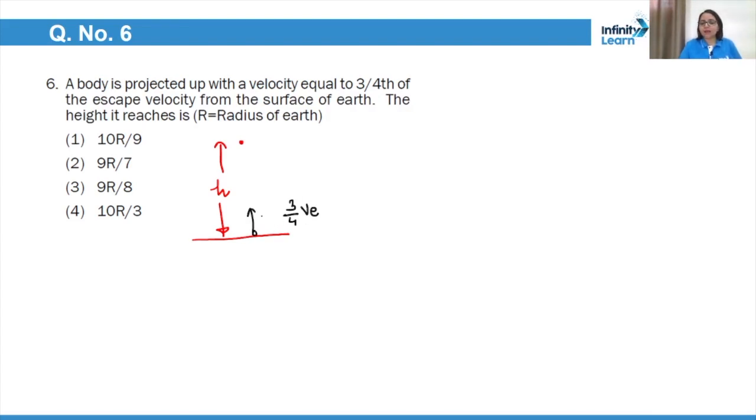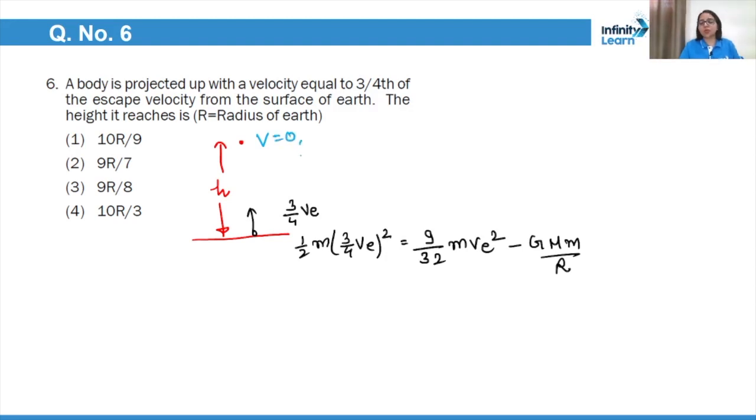So it is projected with 3/4 of escape velocity from the surface of the Earth. That means it will have kinetic energy as half m into 3 by 4 VE square, which is equal to 9 by 32 m VE square, right? At the same time, it will have a gravitational potential energy minus G M m upon R on the surface of the Earth. When it reaches maximum height, its velocity will become 0. So the only energy that it will have is in the form of potential energy, right? So potential energy at a height h will be minus G M m divided by R plus h. So this is total mechanical energy at height h, and this is total mechanical energy on the surface.